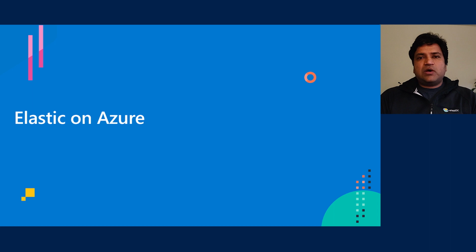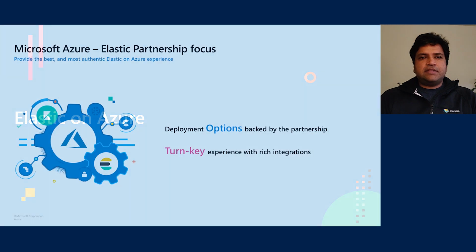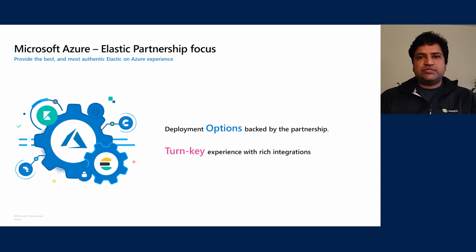So let's take a look at how Azure and Elastic are partnering to provide value to the users and make their Elastic journeys even more fulfilling. The vision of the partnership is to provide the best and most authentic Elastic experience when users deploy on Azure. Whether it's the deployment options, everyone has unique needs, and we want to ensure that the partnership backs all the deployment options that a user might pick up on Azure.